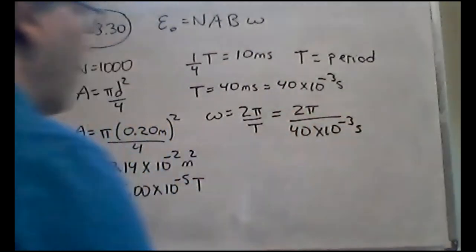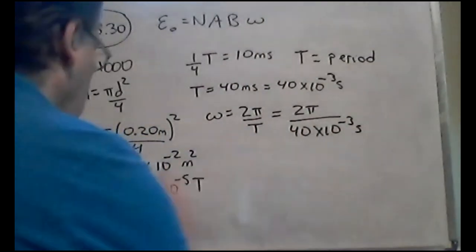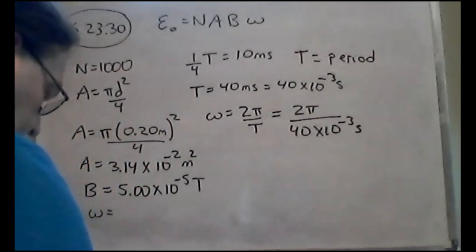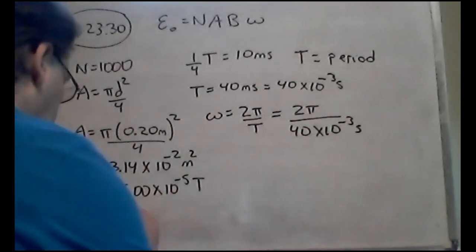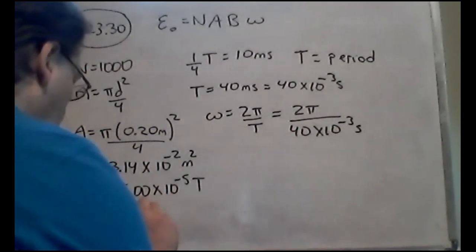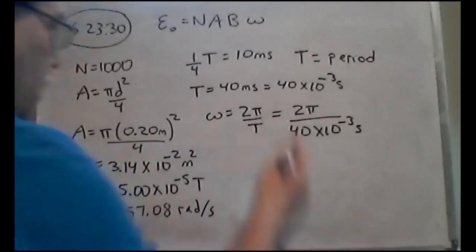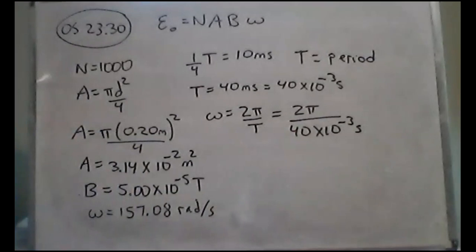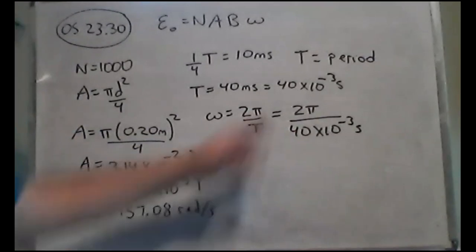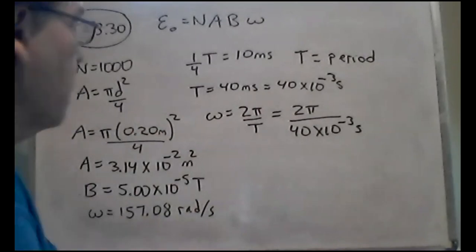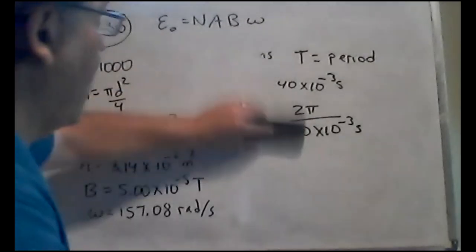So again, I have to do a little bit of scratch work. Now when I work all this out, I get that omega is going to be 157.08 radians per second. 157.08 radians per second. Okay, I now have everything I need. And so now it's a matter of just calculating the peak EMF.